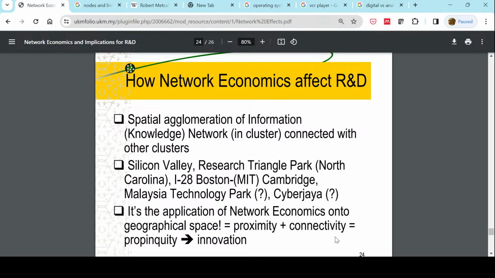Like Cyberjaya. Why did I put a question mark on Cyberjaya? Because they are there simply to get the incentive of no tax for 10 years, if you're designated as a multimedia super corridor company, just by being there in Cyberjaya. But the companies in Cyberjaya are not really interacting among each other. So Cyberjaya is not successful because there is no connectivity within and less connecting with the outside.